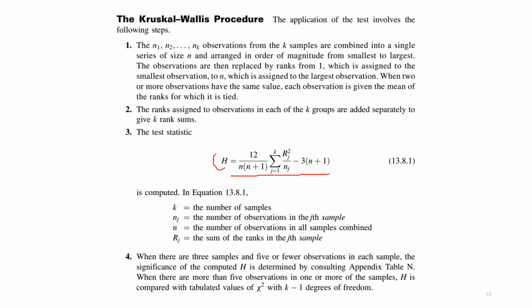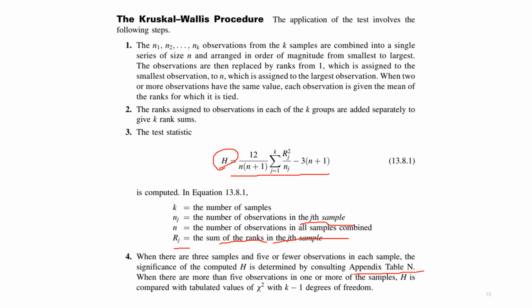So the test statistic, we say this is H. K is the number of samples, and nj is the number of observations in the jth sample. N is the total sample size, and Rj is the sum of the ranks in the jth sample. When there are 3 samples with 5 or fewer observations in each sample, the significance of the computed H is determined by consulting appendix table N.